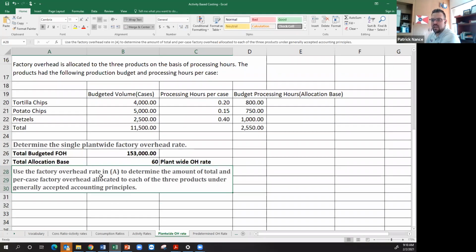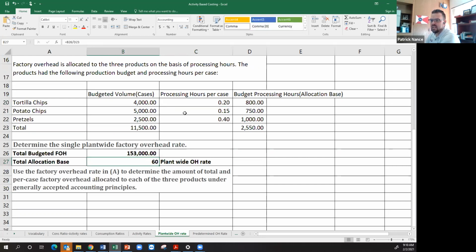Now it says use the rate in A to determine the amount of total per case factory overhead allocated to each of the 3 products under generally accepted accounting principles. Since it's asking per case, I could easily get the total by taking 60 times each one of these, and then divide by the number of cases. Another method is to multiply the 60 per hour by the hours per case. If it's 0.2 of an hour, then 0.2 of 60 is how much I would allocate. I'm going to do it the long way just to make it a little easier to see.